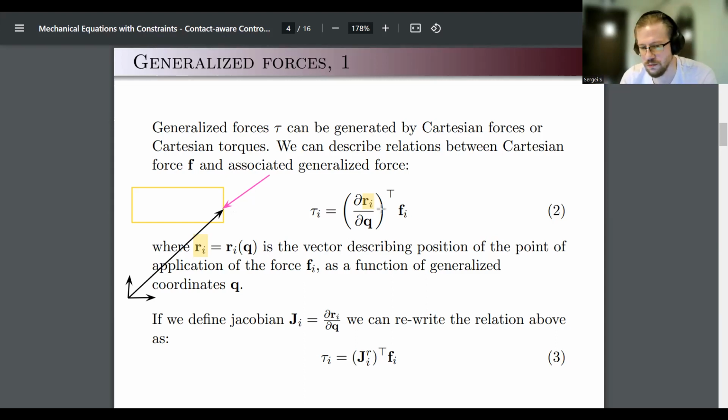Yeah. So we will see an example of this in a little bit. So don't worry if this sounds a little bit strange. We will see examples.